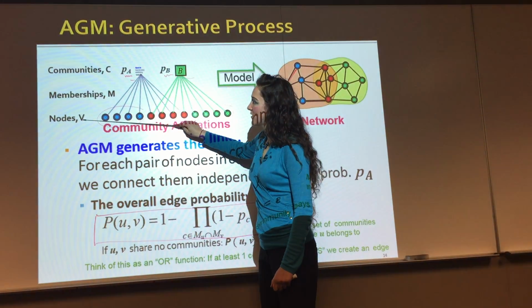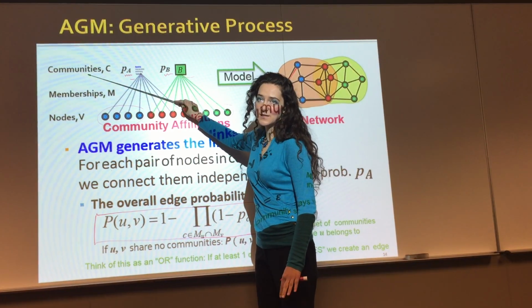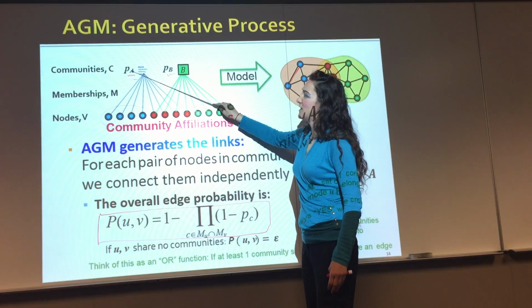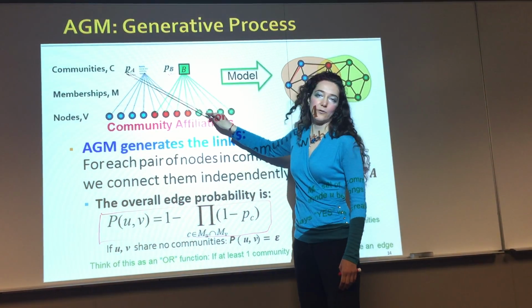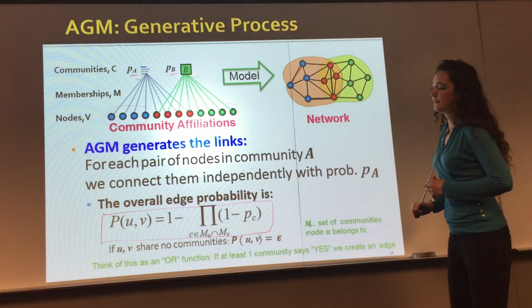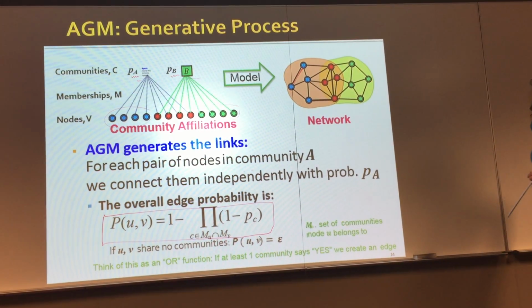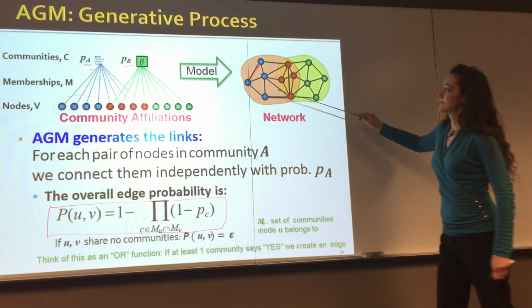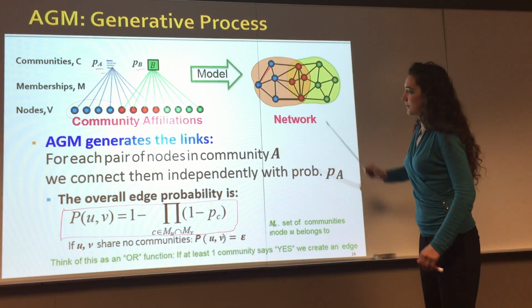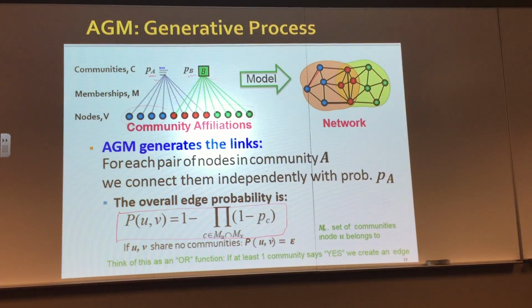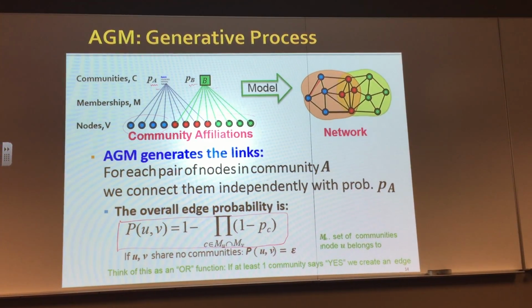So given the nodes, the communities that exist, and whether they're members of these communities, and what is the probability that they will connect if they're a member of a particular community, we're going to take the product over all the communities that they're likely to be members of, and tell whether they should become friends or not, whether they're going to meet together.